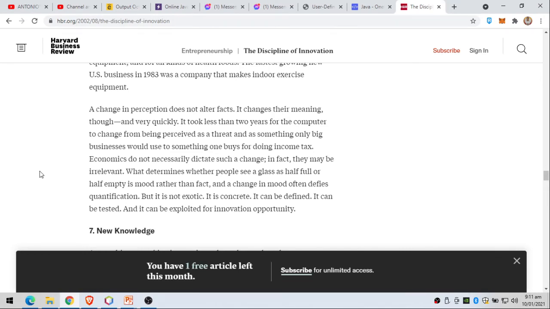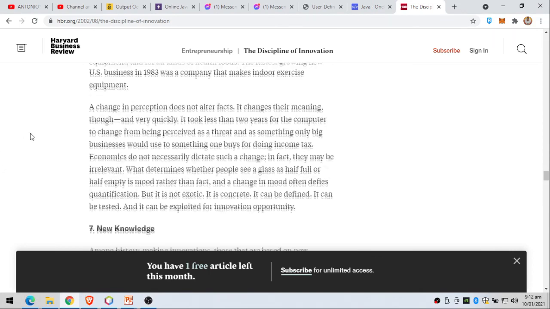Very quickly, it took less than 2 years for the computer to change from being perceived as a threat, or as something only big business would use, to something one buys for doing income tax. Economics do not necessarily dictate such change. In fact, they may be irrelevant. What determines whether people see a glass as half full or half empty is mood rather than fact. And a change in mood often defies quantification, but it's not exotic. It's not concrete. It can be defined, it can be tested, and it can be exploited for innovation opportunity.